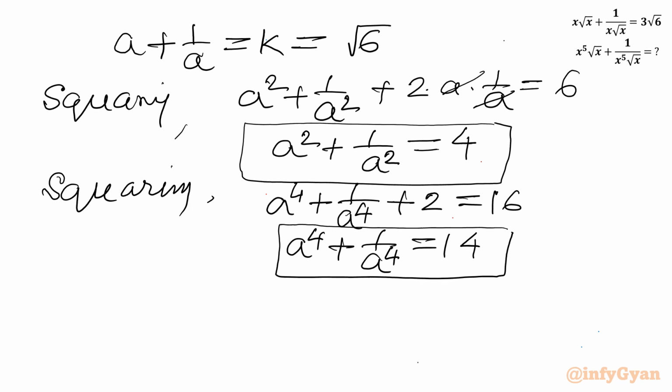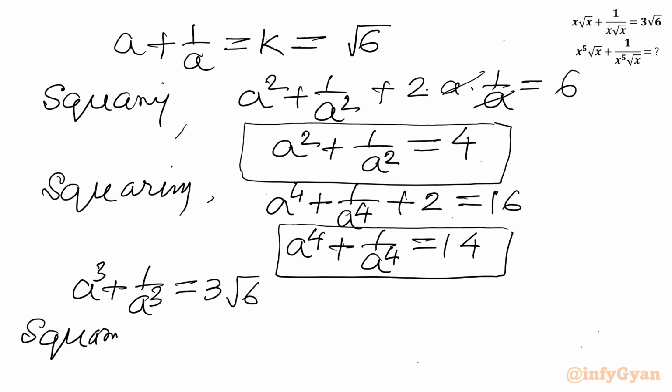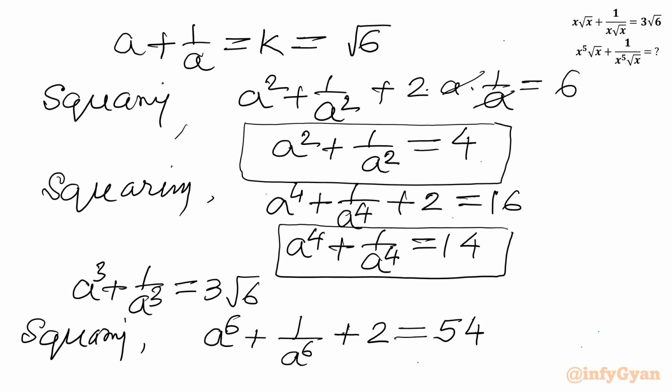Now our first equation, if you will see, a cube plus 1 over a cube. This was 3 root 6. Now I will consider squaring of this equation. So I will be having a cube whole square, a power 6, 1 over a power 6 plus 2ab. So only 2 will be there. Squaring of this side, 9 times 6, 54. So important result, a power 6 plus 1 over a power 6. This value will be equal to 52.